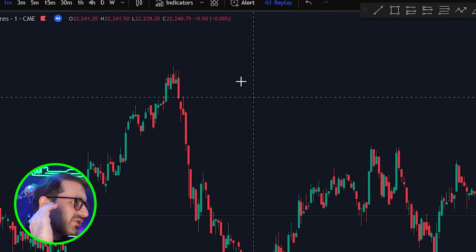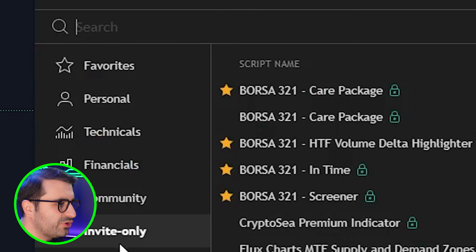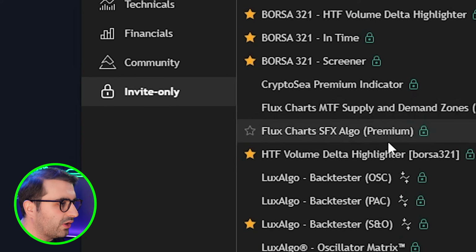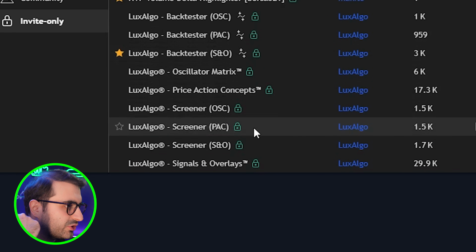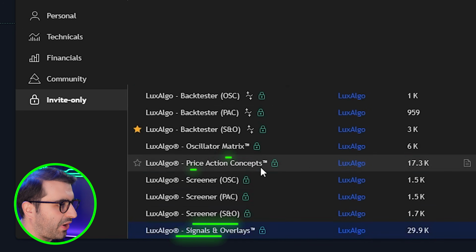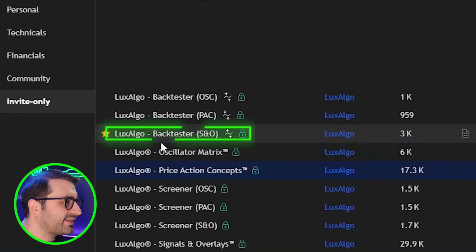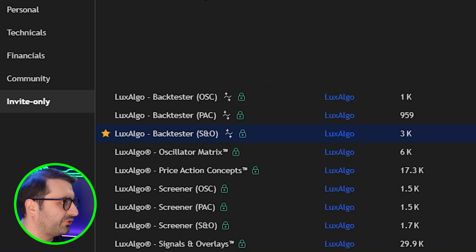After you purchased it, go to the Indicators tab and go down to the Invite Only section, and you will see all the indicators you have been given access to from LuxAlgo. We will be using Signals and Overlays, Price Action Concepts, and the Backtester tool. For Signals and Overlays, click all of them to add to your chart.